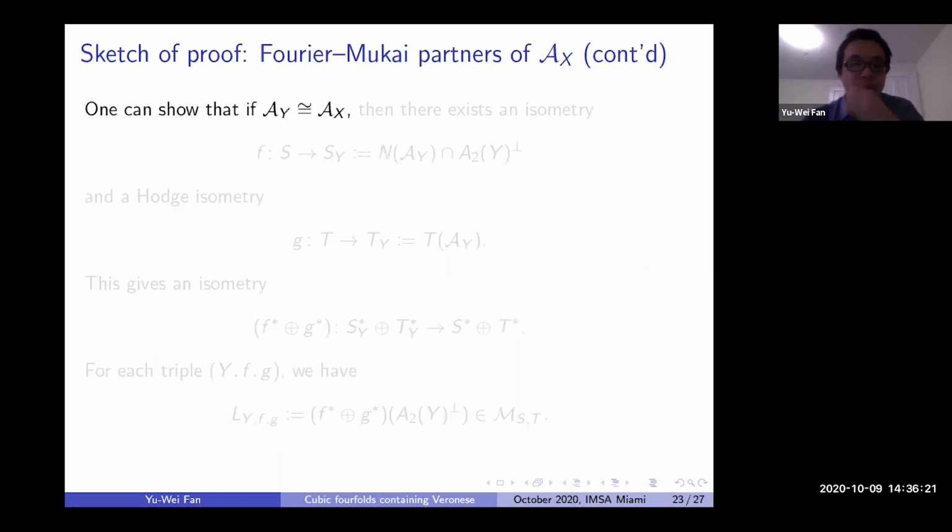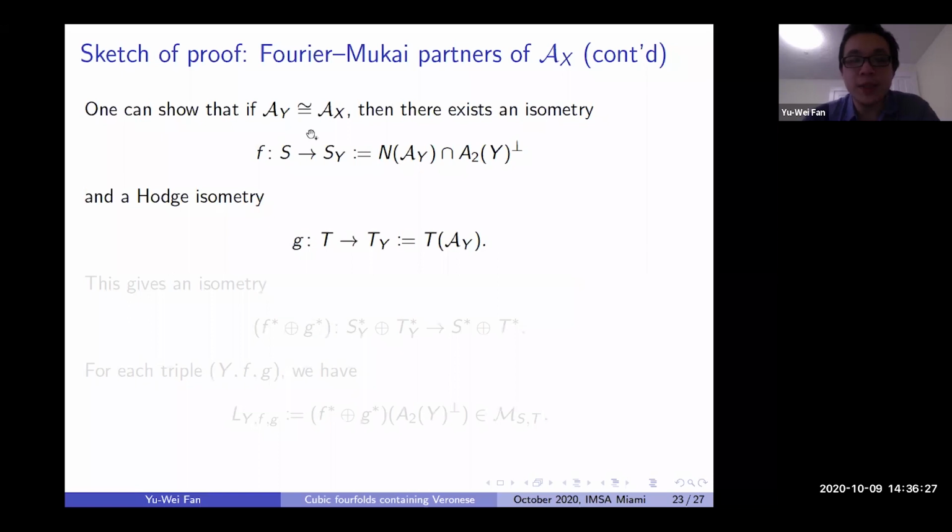And so we can show that if Y is a Fourier-Mukai partner, then there exists an isometry between S of X, where we replace this by Y, and X. So there exists an isometry between S and S_Y, and a Hodge isometry between T and T_Y.